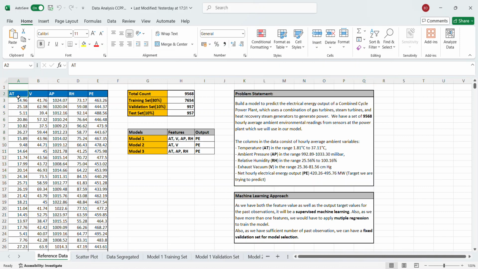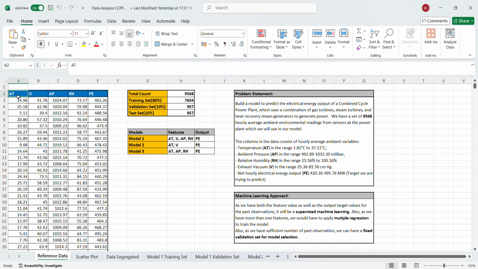Hello everyone. So our problem statement is to build a model to predict the electrical energy output of a combined cycle power plant. We have been given 9568 observations. The features we have are atmospheric temperature, ambient pressure, relative humidity, exhaust vacuum, and the last one is the output parameter, that is the energy output.